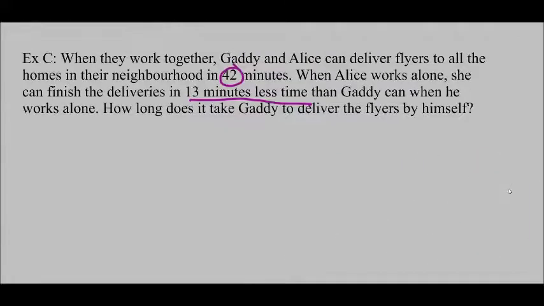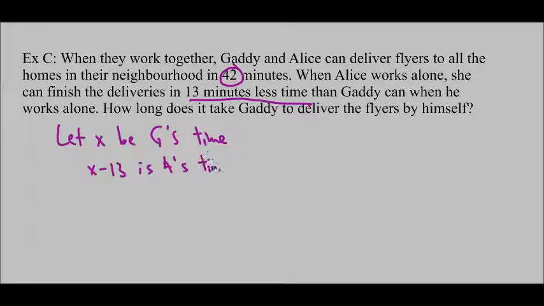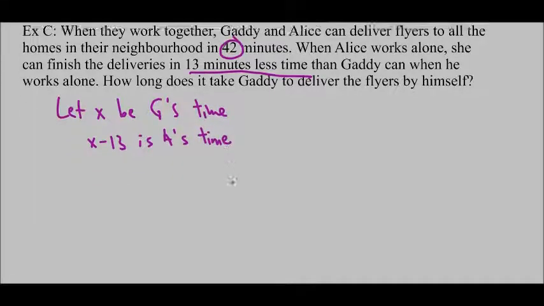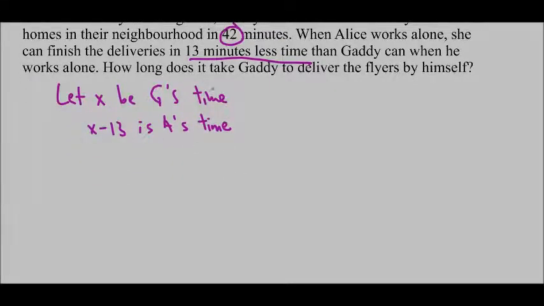Let's go back up. First of all, let's define the variables. So let x be Gaddy's time, and that means that x minus 13 is Alice's time, because she's 13 minutes faster. So we can't just add x and x minus 13 and let that be equal to 42, because 42 should be less than one of their times at least.